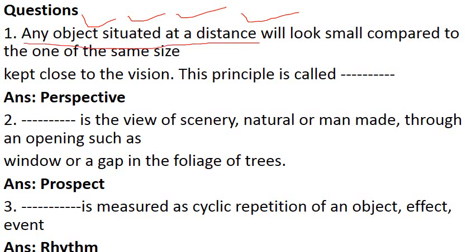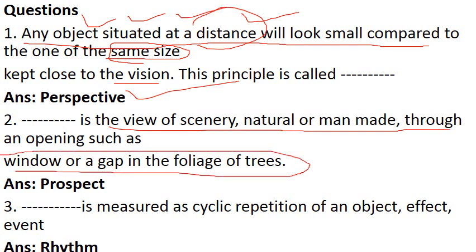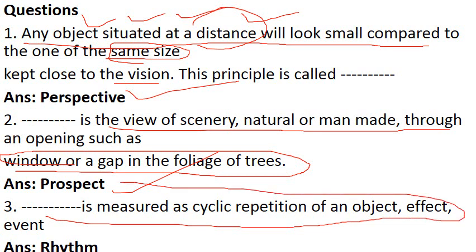Any object situated at a distance will look small compared to one of the same size. Here it comes to size, vision and distance. So what is the principle? We all know, perspective. This is the view of scenery, natural or man-made, through an opening such as a window or gap or foliage of a tree. What is that? Prospect. What is measured as a cyclic repetition of an object, effect and event? Cyclic repetition. I told you, repetition, rhythm. What is the opposite of repetition? I just told you, harmony.